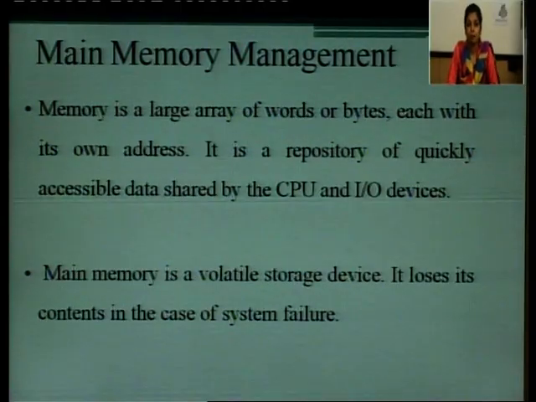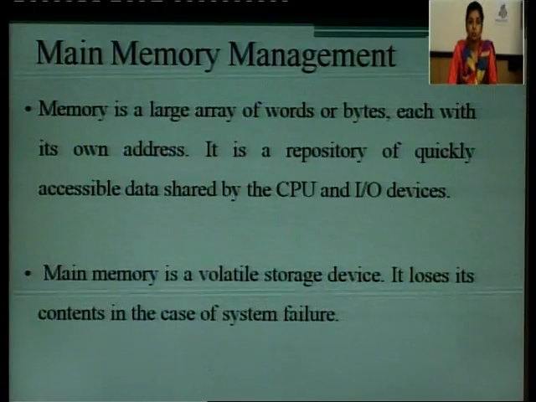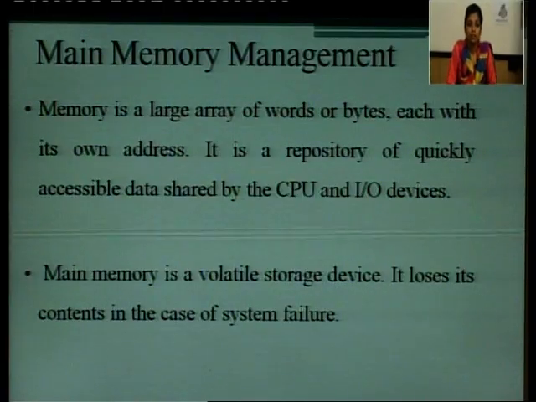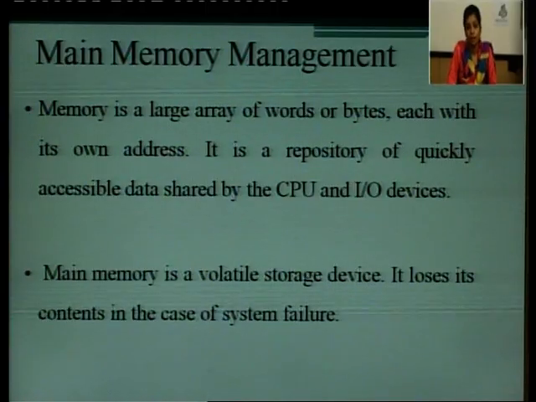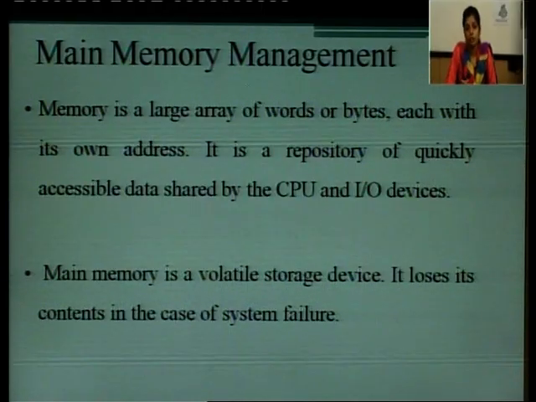Second is main memory management, that is primary memory management. Memory is a large array of words or bytes, each with its own address. It is a repository of quickly accessible data shared by the CPU and input output devices. Main memory is a volatile storage device. It loses its content in the case of system failure.